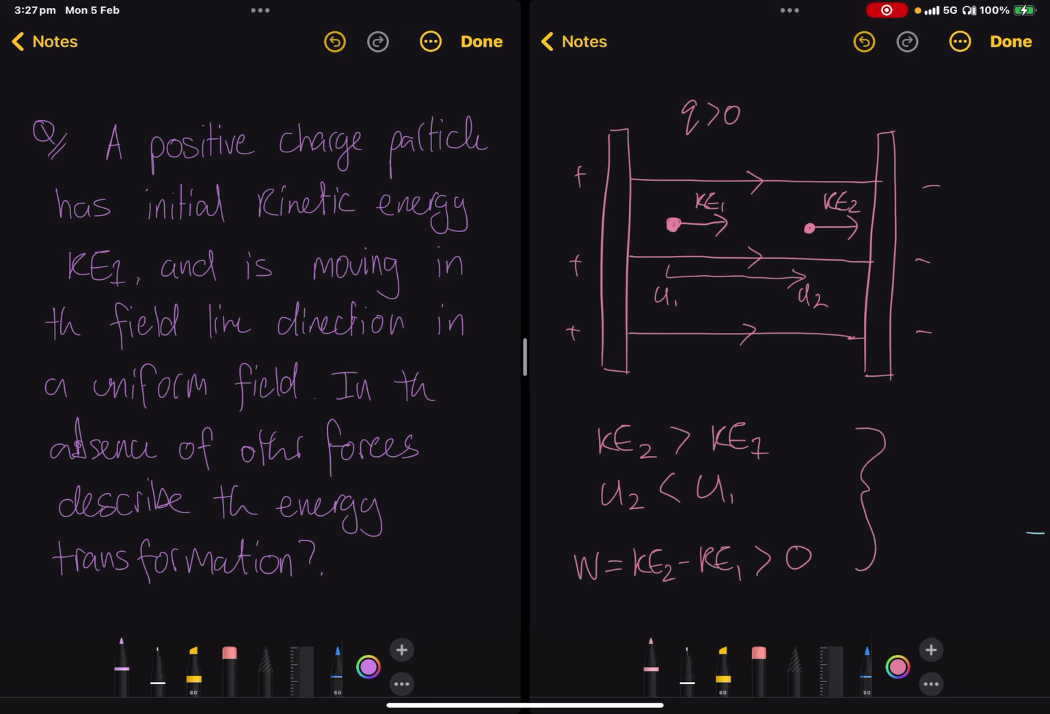So this is not really a question that has an answer, incidentally. This is a concept question. The question is asking you to describe energy transformations. What is happening to the different types of energy? Kinetic energy is increasing, potential energy is decreasing. Work is done by the field on the particle.